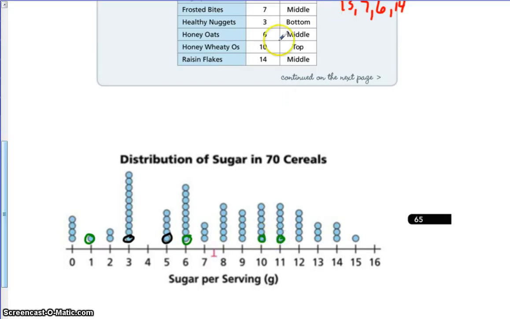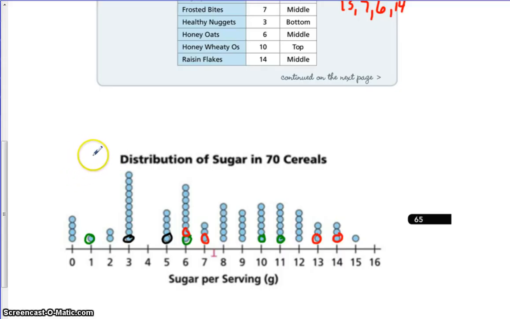Okay, and now red for the middle shelf. We had a 13, a 7, a 6, and a 14. Okay, and what this really can tell me is that by looking at the location, see how the bottom shelf cereals both are on the lower end of things. The middle shelf cereals, we've got a couple small ones with a couple of the higher ones, and then we have the top, it's got a low, a middle, and a high sugar content.